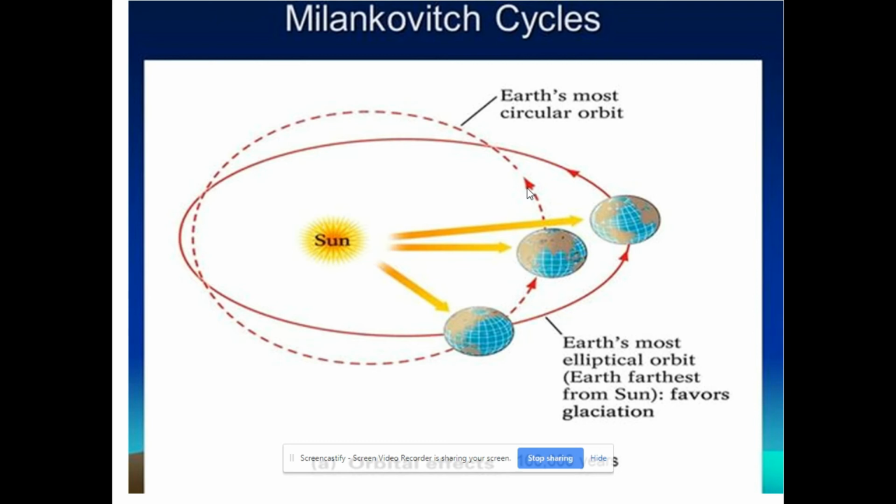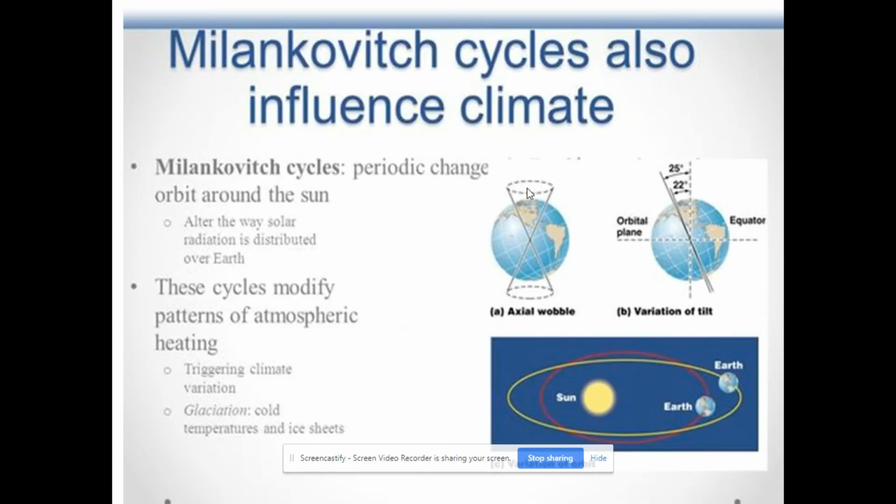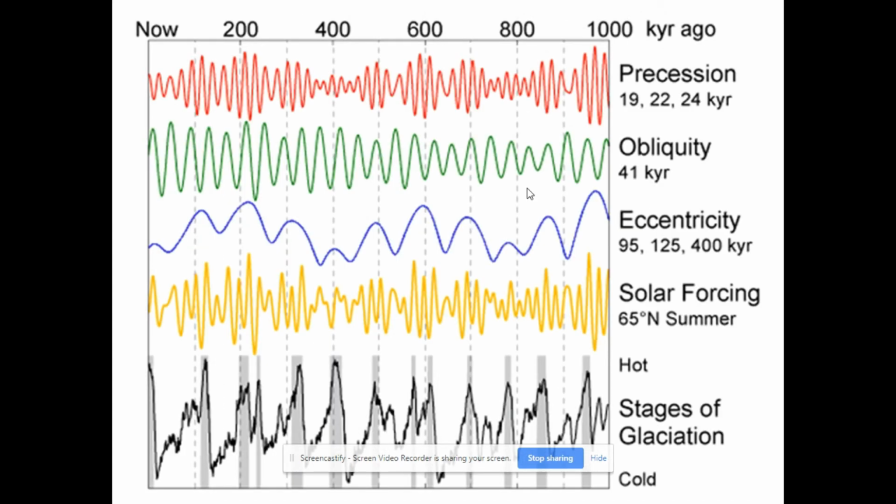Earth's most elliptical orbit, farthest from the sun, favors glaciation. Couple that with where it is in the precession of the equinoxes and solstices, what the tilt of the axis is, and so forth, right? Because going back to here, over a 100,000 year cycle of the eccentricity, we have a whole bunch of obliquity cycles, a whole bunch of precession cycles.